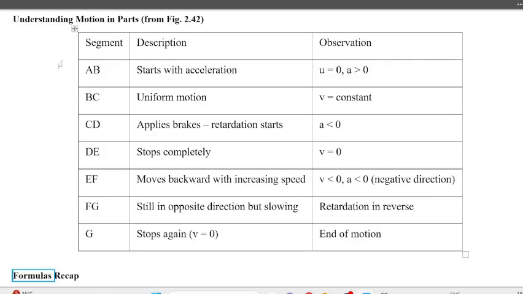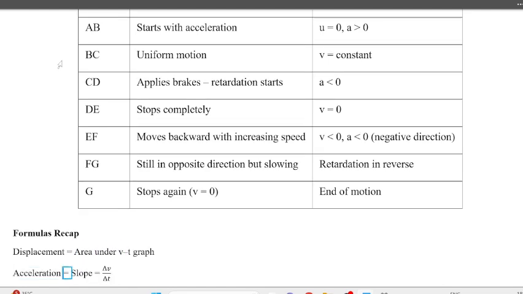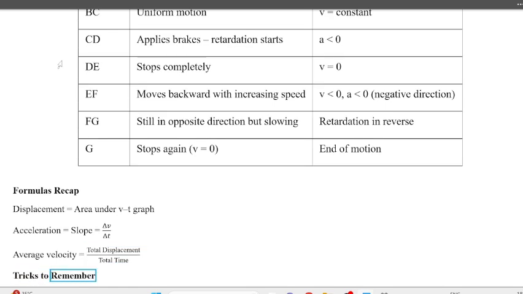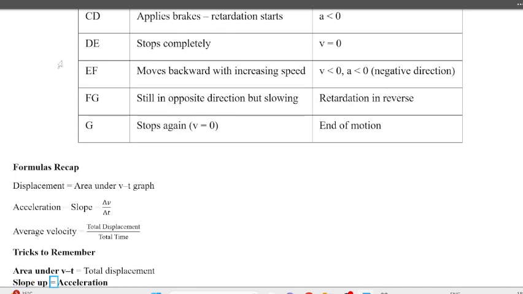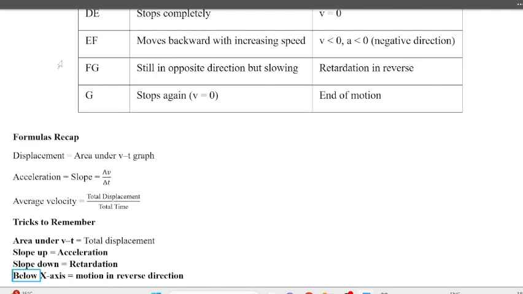End of motion. Formulas recap: displacement is equal to area under the v-t graph, acceleration is equal to slope is equal to Δv over Δt. Average velocity is equal to total displacement over total time. Tricks to remember: area under v-t is equal to total displacement, slope up is equal to acceleration, slope down is equal to retardation, below the x-axis is equal to motion in reverse direction.